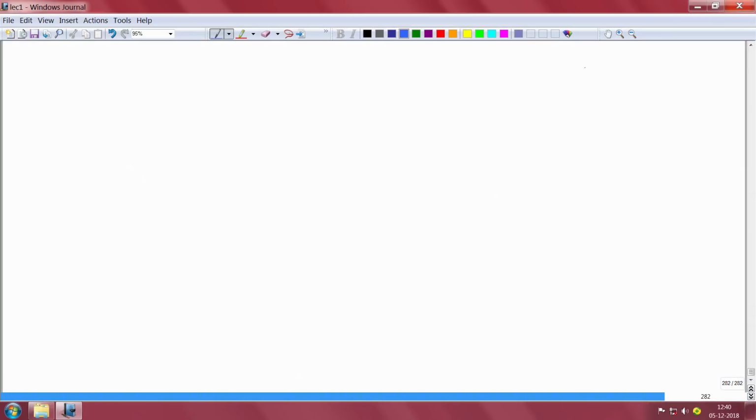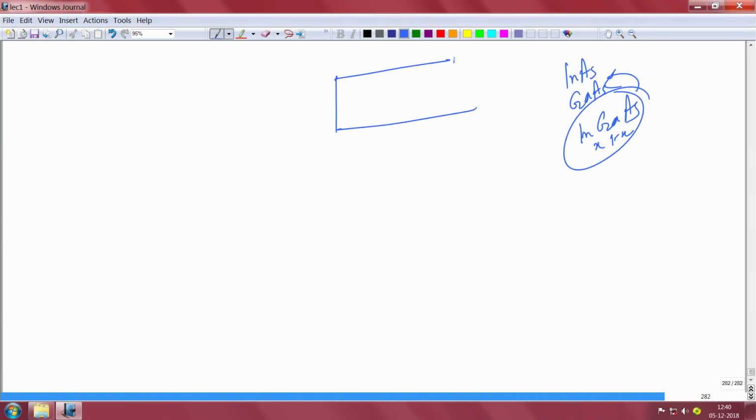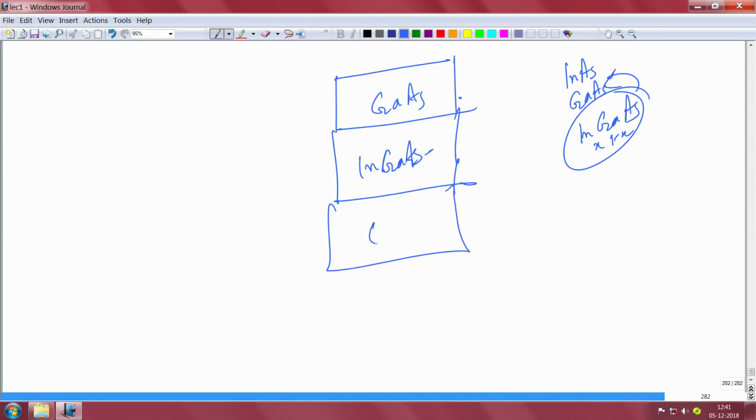For example, indium arsenide has a lower band gap than gallium arsenide. So if you take indium gallium arsenide, with x and 1 minus x, the band gap will be lower than gallium arsenide. So suppose I have a thin layer of indium gallium arsenide with a gallium arsenide layer on top, and then there is also a gallium arsenide layer below.